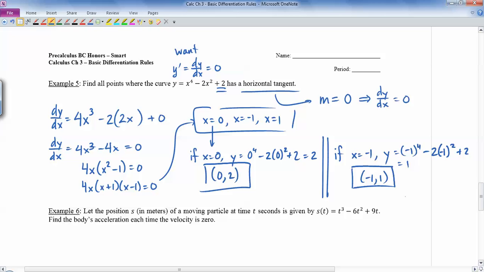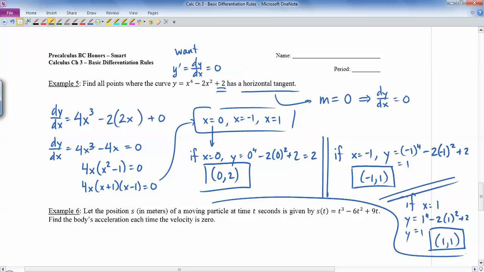And then if x equals, what's the other one? 1. Then I get y equals 1 to the 4th minus 2 times 1 squared plus 2. And that also equals 1. So then I know that I have a horizontal tangent at the point (1, 1) as well. So there's the answer to number 5.